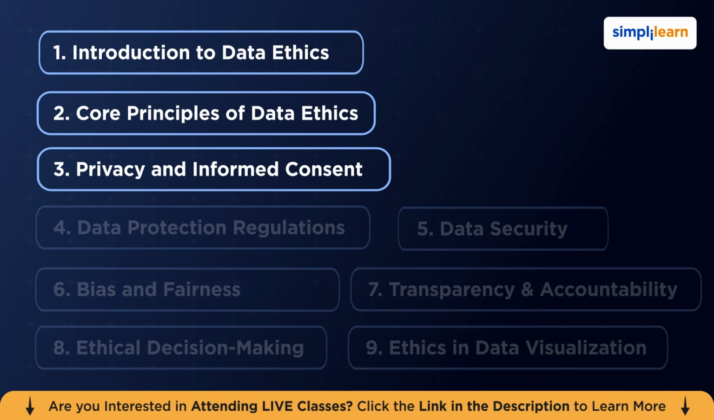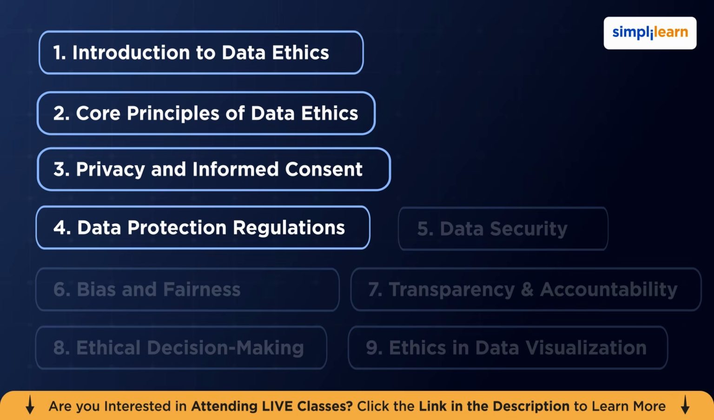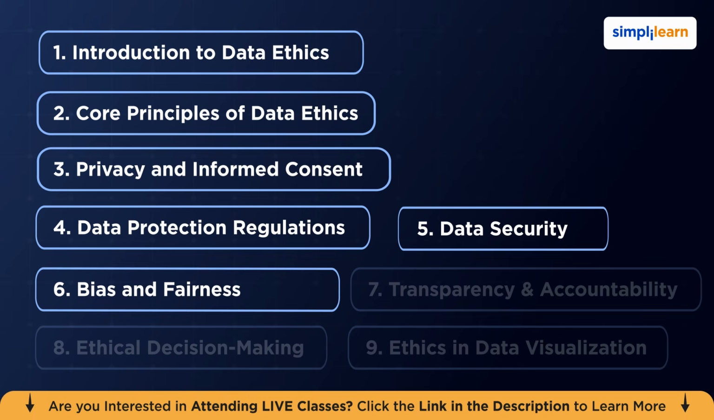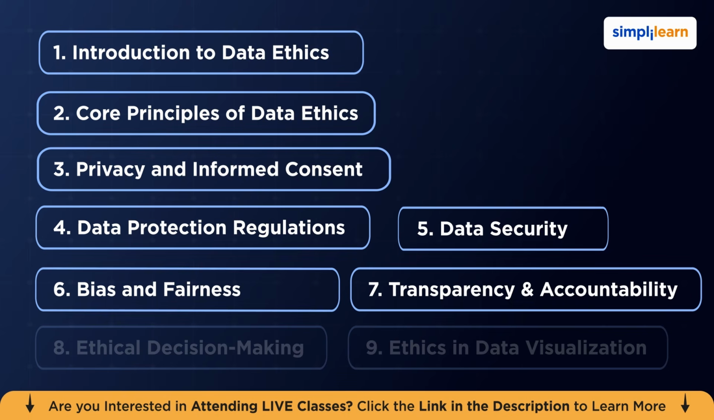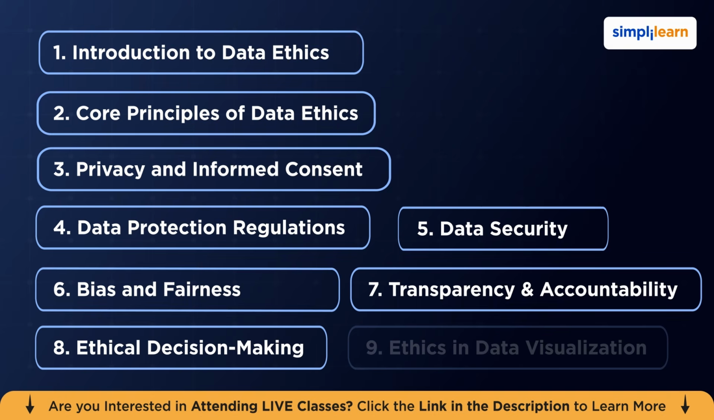Privacy and informed consent. Understand how personal information should be collected and used responsibly. Data protection regulations. Learn the basic role of GDPR, CCPA style, privacy requirements, and India's DPDP framework. Data security. Understand why responsible access and protection are ethical responsibilities. Bias and fairness. Learn how biased data can produce unfair analytical and AI outcomes. Transparency and accountability. Understand why organizations should explain and take responsibility for data-driven decisions. Ethical decision-making and governance. Explore how organizations can build ethics into the data lifecycle.